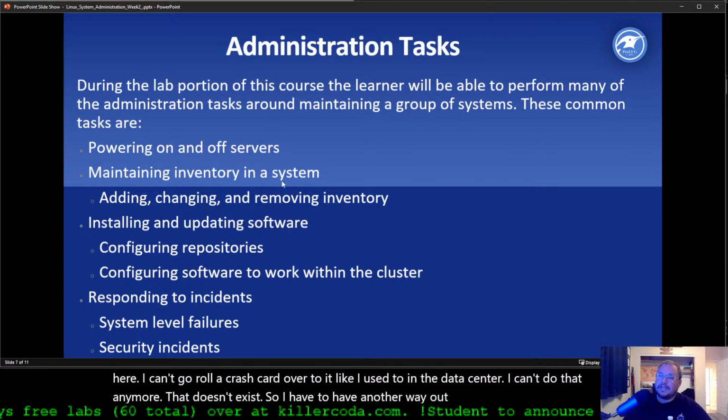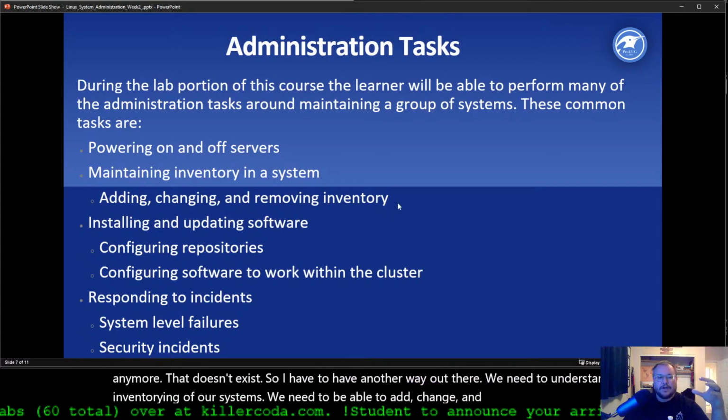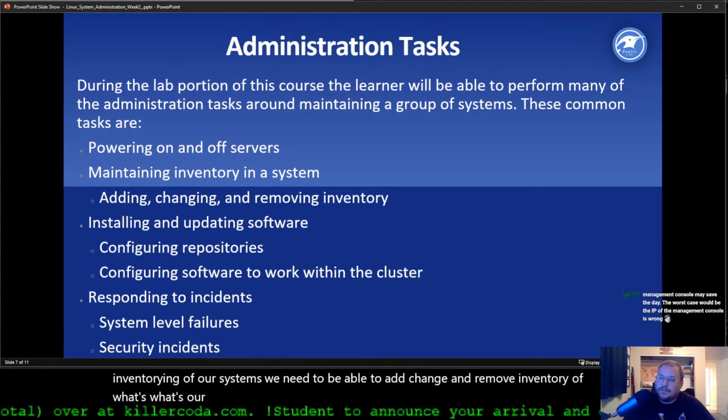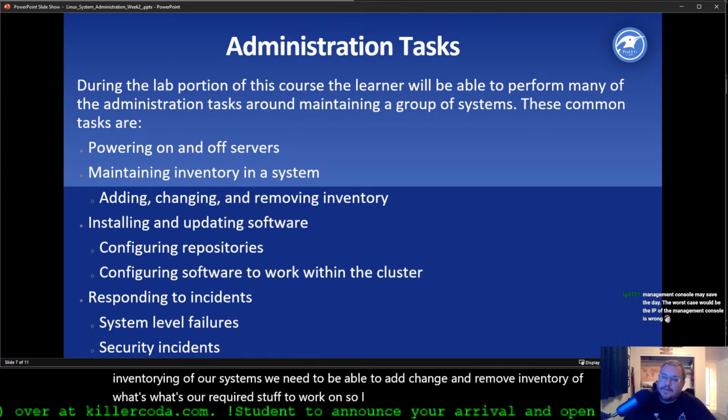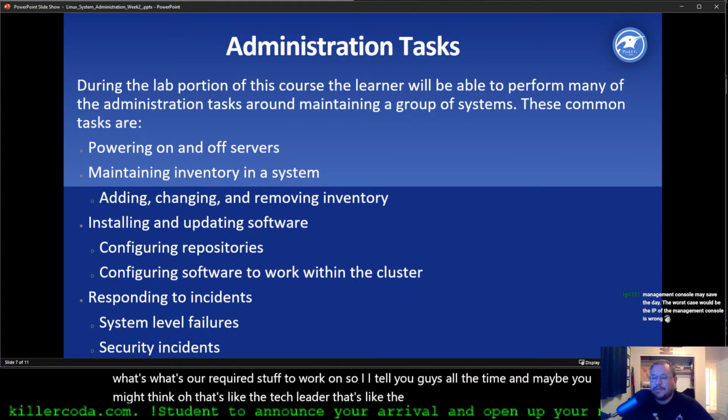We need to understand inventorying of our systems. We need to be able to add, change, and remove inventory of what's our required stuff to work on. So I tell you guys all the time, and maybe you might think, oh, that's the tech lead's job, or that's the manager's job, or that's a change management team's job.